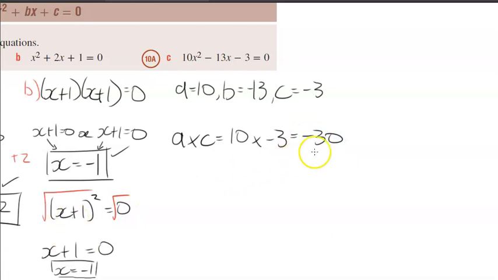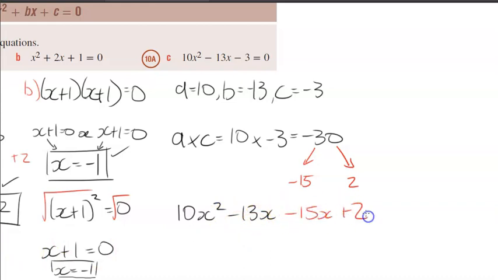So we're looking for two numbers that when multiplied will give you negative 30, and then when added will give you negative 13. In this case, this would be negative 15 and positive 2, if I'm not mistaken. Negative 30, 15, yep, negative 15 plus 2. So that means we're going to change this to 10x squared minus 15x plus 2x minus 3.